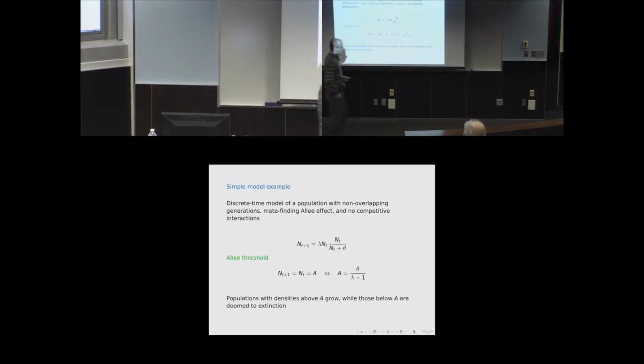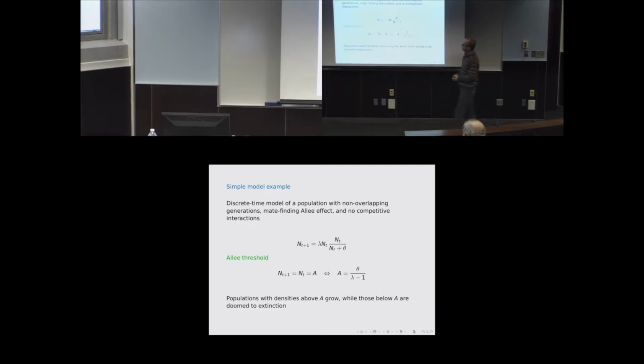So now, how can we do that practically? How can we exploit the Allee effect to eradicate the population? Let's start with a very simple modeling example. Let's have a discrete time model of a population with non-overlapping generations, which has a mate-finding Allee effect and no competitive interactions. So there is no density dependence at large densities, because we are primarily interested in small populations just after they established after the invasion. Let's have this model, which without this term is standard geometric growth, and this term is one of the formalizations of the mate-finding Allee effect.